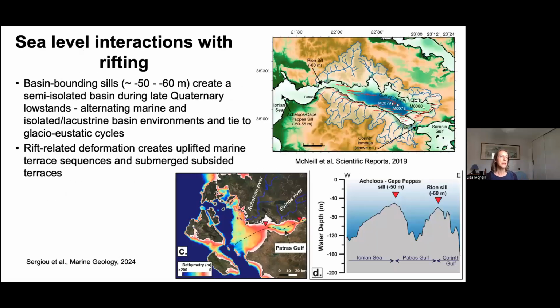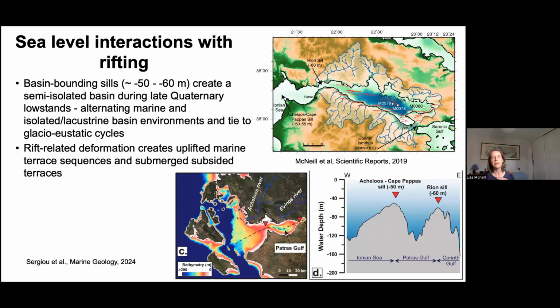So the rift, as you can see in the top right map, is marine, or the Gulf is marine today, but we have a number of sills and connection points with the open Mediterranean. In the west, we have the Rion and Aculos Cape Papas sill, which are around minus 50 to 60 meters. Those are the connection points in the more recent past. Further back in time, we have the Corinth Isthmus, where the Corinth Canal is, and this has been a connection point in the eastern side as well. So we've got these basin bounding sills, and they're creating this semi-isolated basin during late Quaternary low stands, where the basin is basically detached from the Mediterranean.